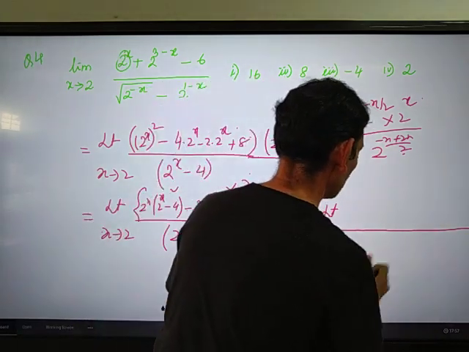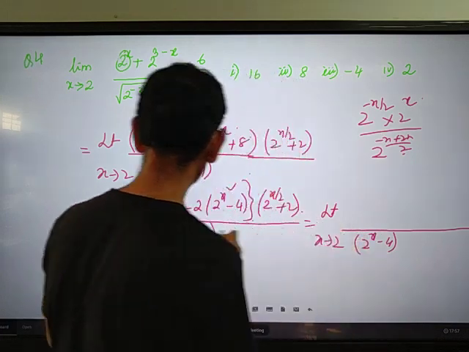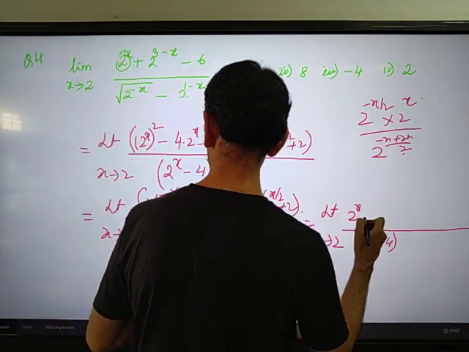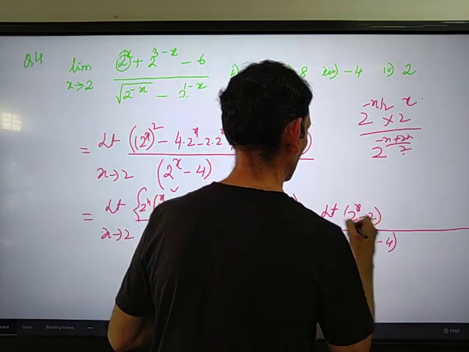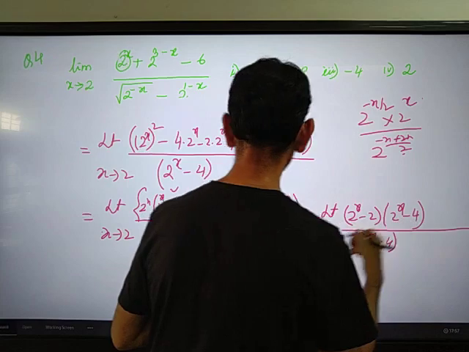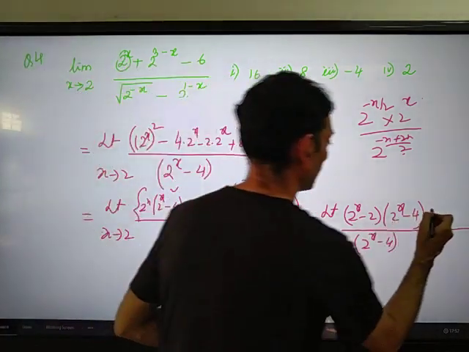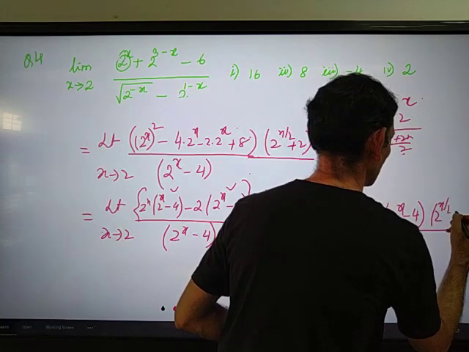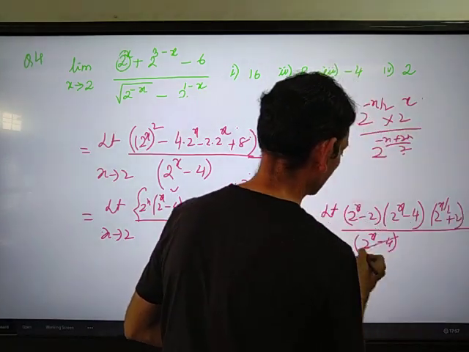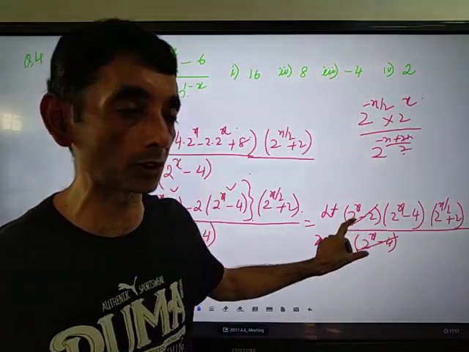Okay, 2 to the power x minus 4, and this can be expressed as the product of two terms, 2 to the power x minus 2 and 2 to the power x plus 2. So you can just cancel these expressions. The moment you can cancel these expressions, that 0 by 0 form is removed.